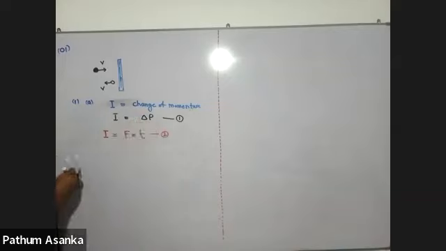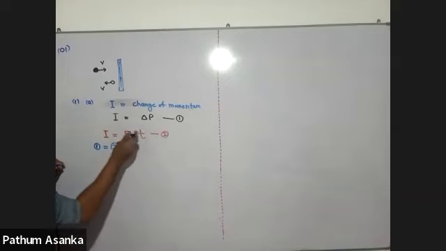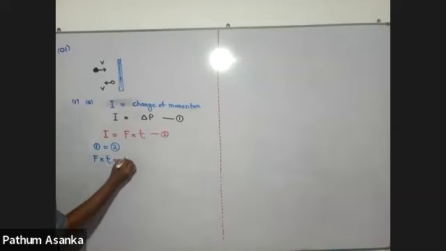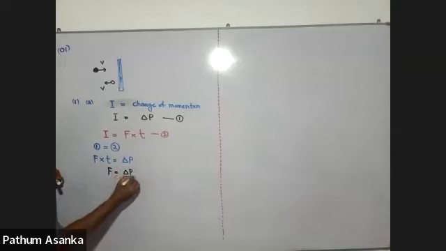So by using these two equations, we can equate the first equation to the second one, because both these equations represent the impulse, right? So therefore, F into t equals delta P. By using this expression, we can obtain that force is equal to delta P over t. So that is the relationship between these two quantities, right? So this is the answer.